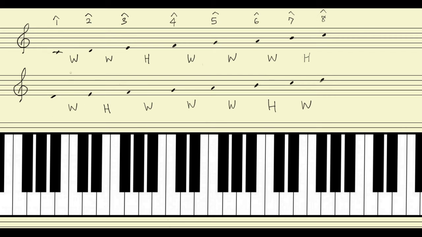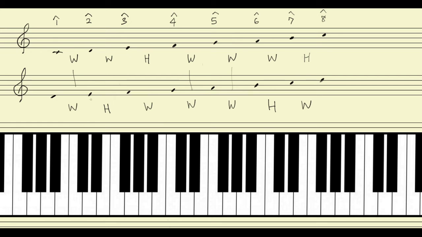All right, between 1 and 2, we have whole steps that line up. Between 4 and 5, we have whole steps. 5 and 6, whole steps. And then everything else is wrong. Everything else. Between 2 and 3, 3 and 4, 6 and 7, and 7 and 8. So let's take one at a time.